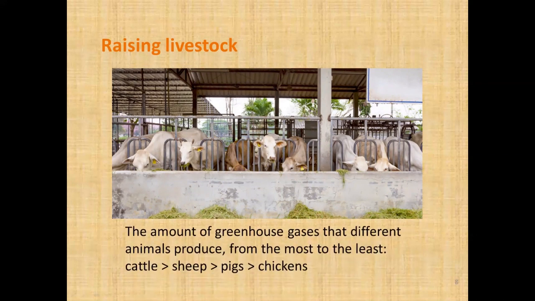And you can see over here, the amount of greenhouse gases that different animals produce, from the most to the least, is from cattle, sheep, pigs, and then chickens. So that's why you always hear people say don't eat too much beef, because we find out that raising cows or oxen will produce much greenhouse gas.